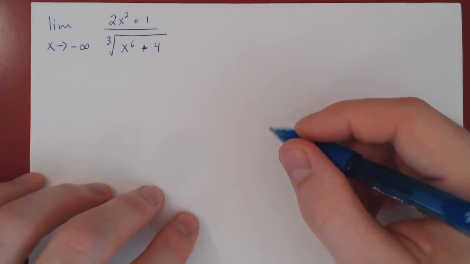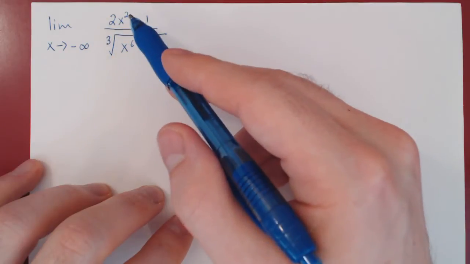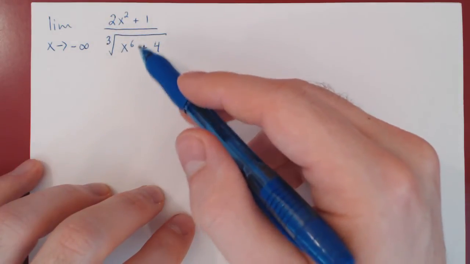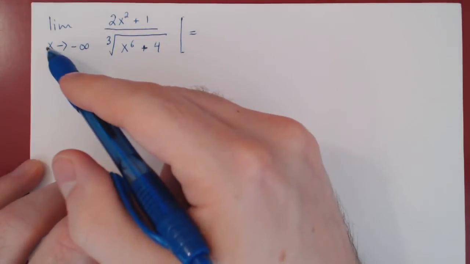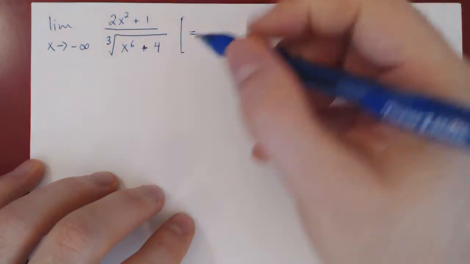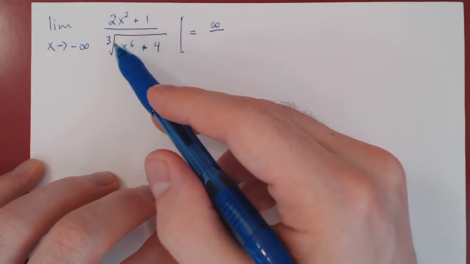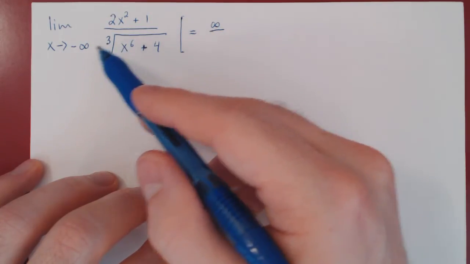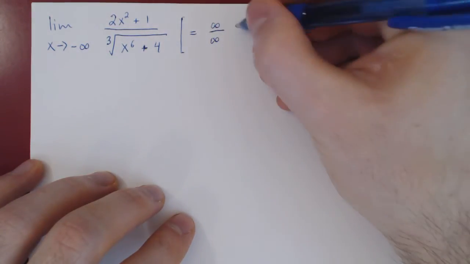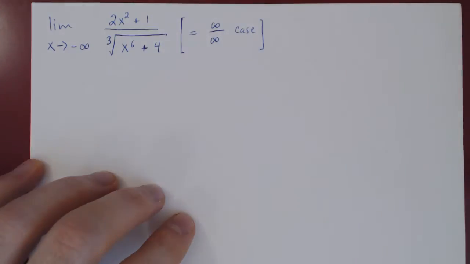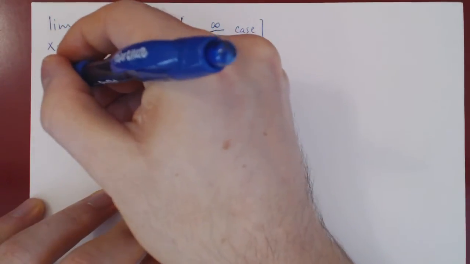So here's the limit. Two x squared plus 1 over the cube root of x to the 6 plus 4. Well, as x goes to negative infinity, x squared goes to positive infinity. So we have positive infinity over x to the 6, as 6 is even, will go to positive infinity. Cube root will give us positive infinity. So we have an infinity over infinity case. The main term on top is x squared. So we'll multiply top and bottom by 1 over x squared.